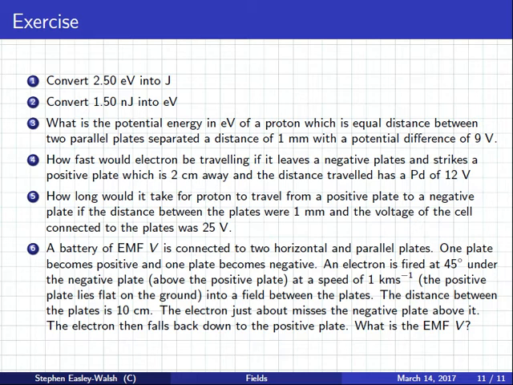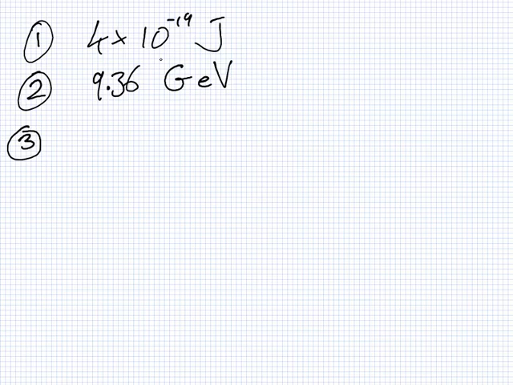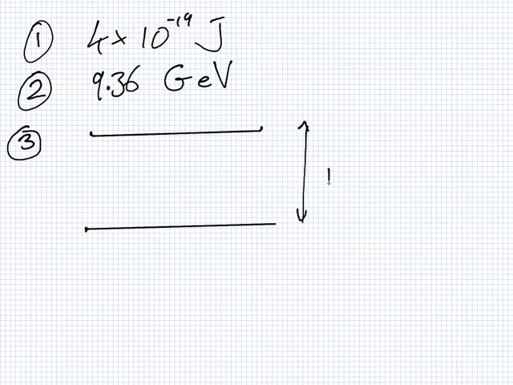Three. What is the potential energy in electron volts of a proton which is equal distance between two parallel plates separated a millimeter with potential of 9 volts? So, who knows how to do this one? QV. No. This is 1 millimeter. This is 9 volts. And this is a proton. Oh, it's not KV because it's not a proton. Now it all makes sense.